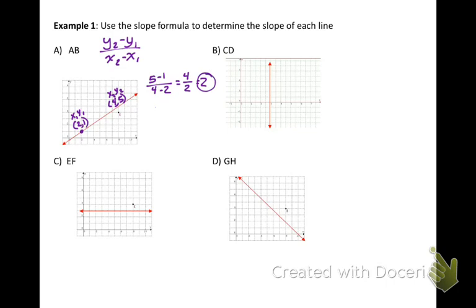CD. Again, you can choose any points you want to. I'm going to do 3, 0 and 3, 2. Doesn't matter which one you start with. You could do x1, y1, x2, y2. So 0 minus 2 over 3 minus 3. 0 minus 2 is negative 2, and 3 minus 3 is 0. Now notice your zero on the bottom. That is not proper math. So if you have a 0 on the bottom, it's called undefined.